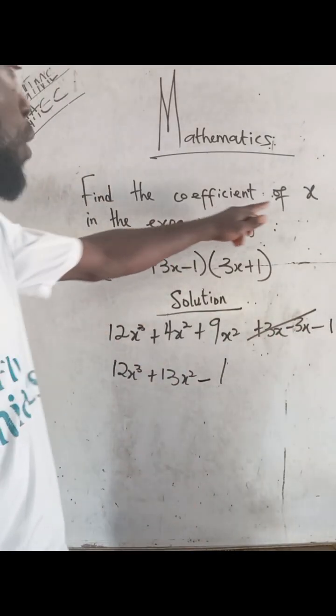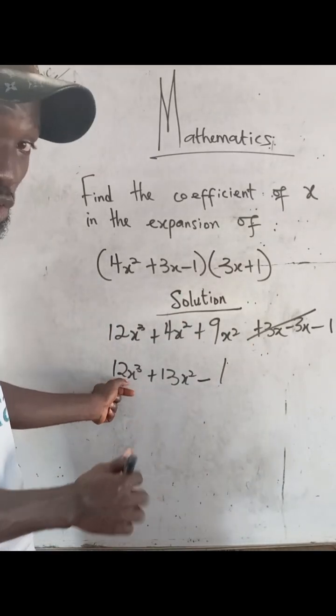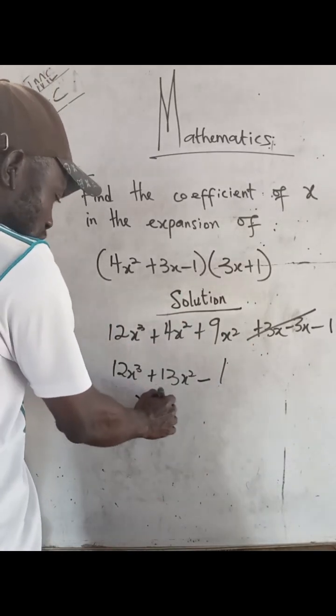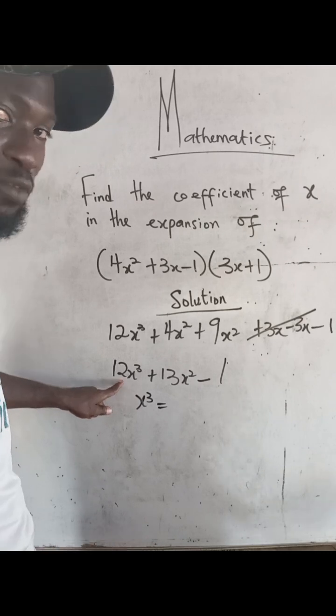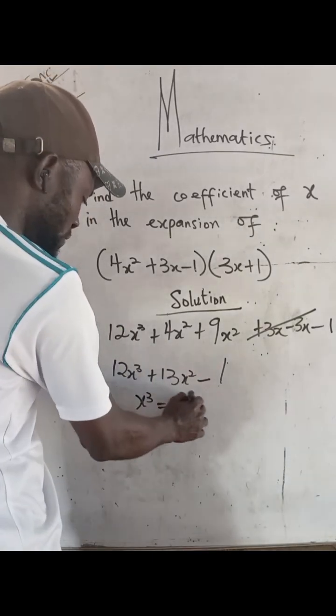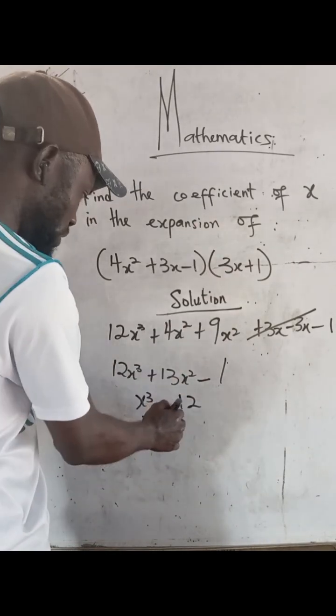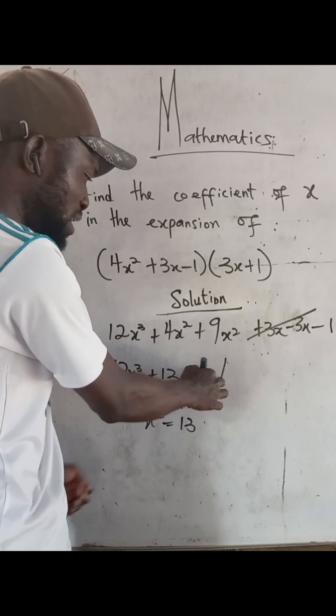Now, our question is the coefficient of x. First, let us sort everything out. This is x cubed. The coefficient of x cubed is what? It is 12. Why? Because I already told you that what is standing close to it is the coefficient. So it is 12 here. Now, look at this one, x squared. What's the coefficient? 13. You have seen it already. And the last one, 1 here.